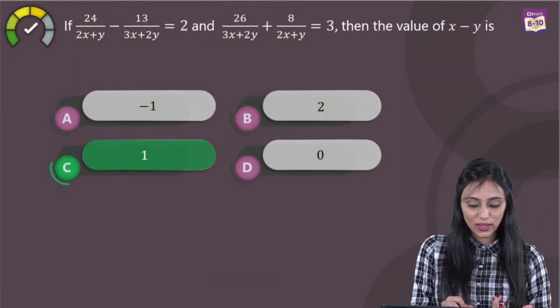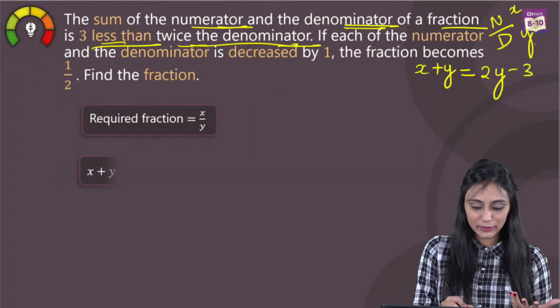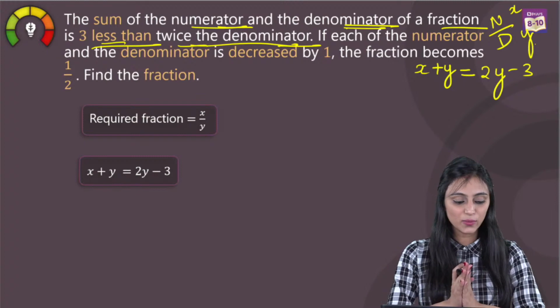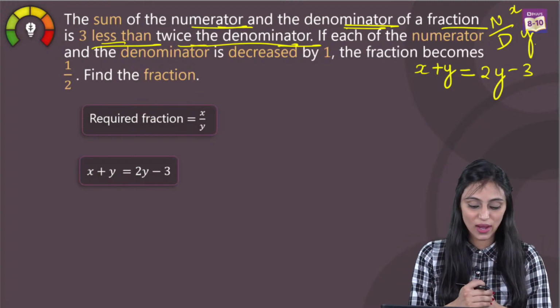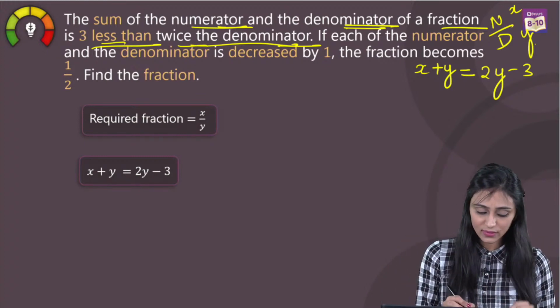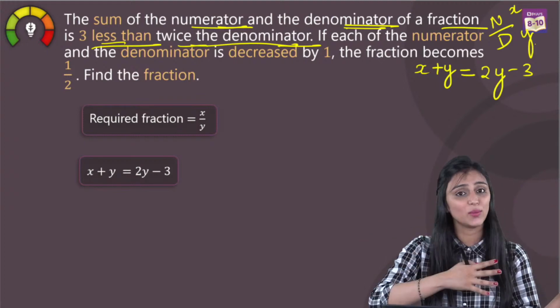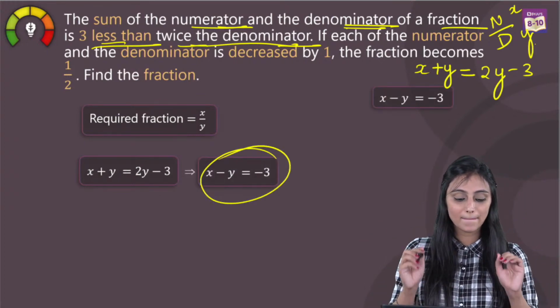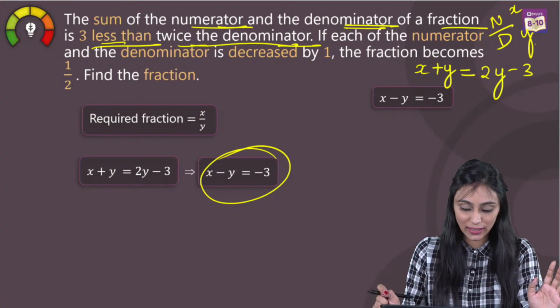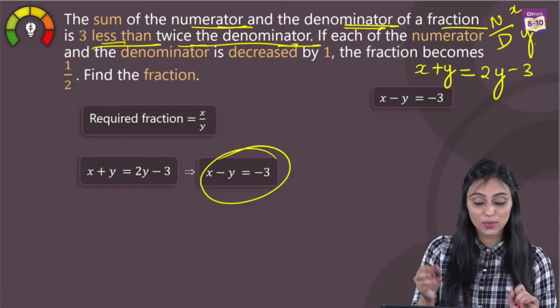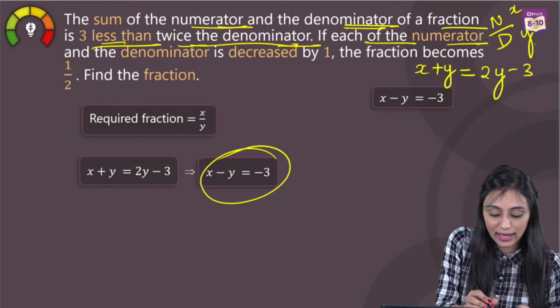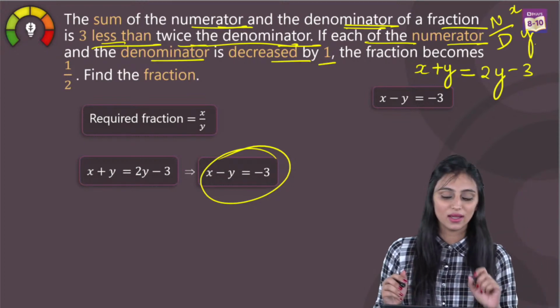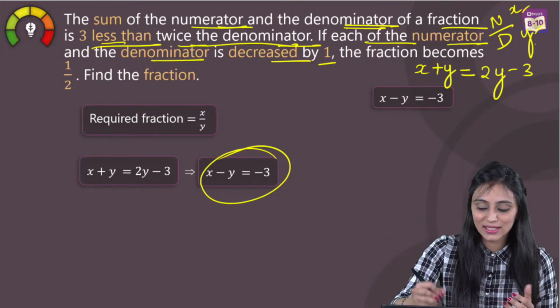Alright, so let's take a look at the question that we were discussing earlier. Here we have this equation, x plus y equals 2y minus 3. Now simplify this, take the variables on one side and constants on one side, so we have x minus y equals minus 3 over here, right? So we have got this. Now the next equation: if each of the numerator and the denominator is decreased by 1, what is the fraction here? The fraction is x by y.